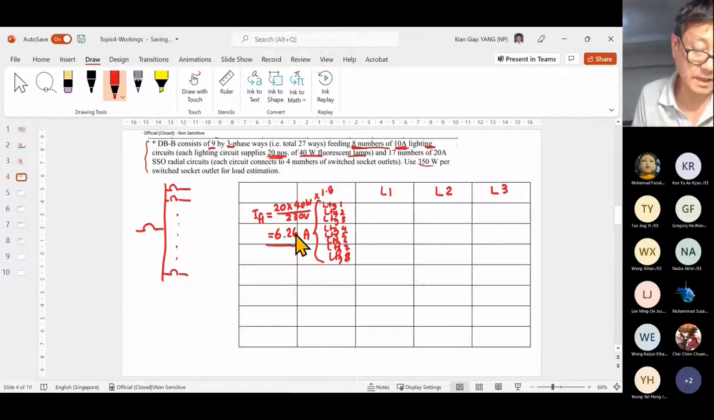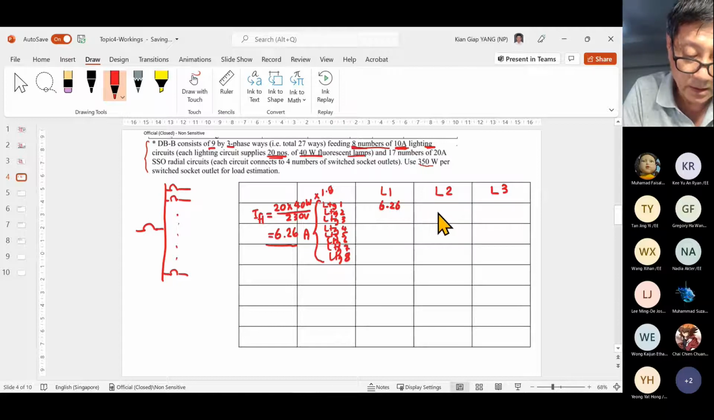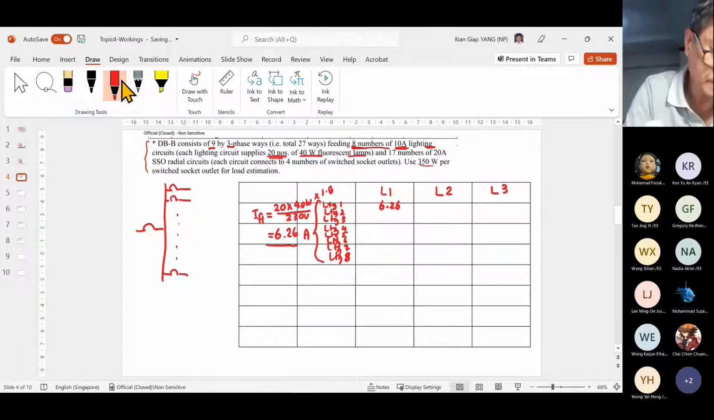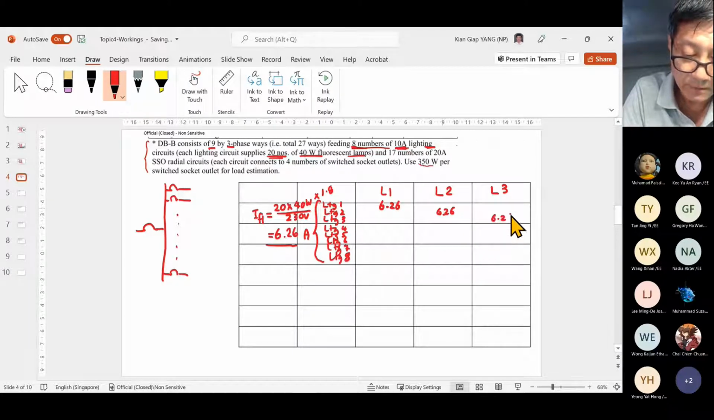All right, so what happened now is that if I want to do a proper load balancing, all I need to do is assign each circuit according to this. First circuit, I will put the load in phase number 1. Second circuit, I put in phase number 2. Third circuit, I put in phase number 3. Fourth circuit, I go back to phase number 1, phase number 2, phase number 3. So I got 1, 2, 3, 4, 5, 6 circuits already. 7 circuit, then 8 circuit.